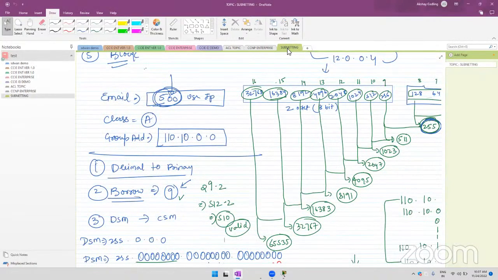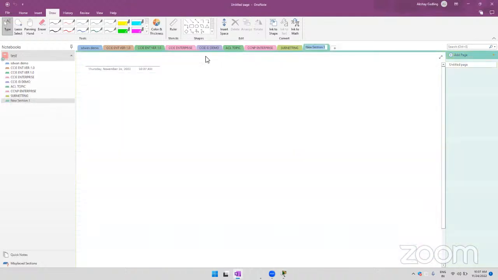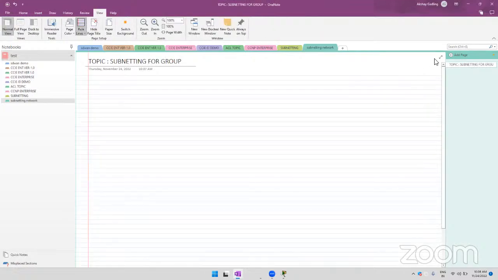The network concept. Network means a group of users. So basically in a network, we may have multiple departments. Today we discuss subnetting a network concept. So right now, write down the topic name. Topic is subnetting for a group. Last time we discussed subnetting for a host, that means a user.